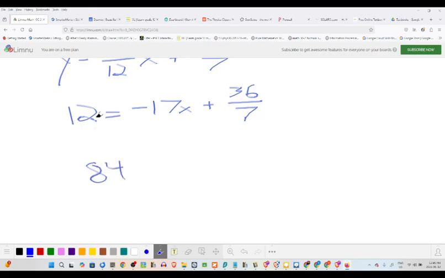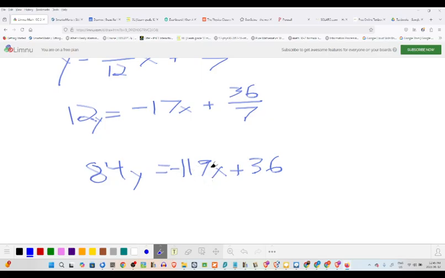Oh, that should have been a y. I missed that last time. 84y. Now, 17 times 7. We have a 49. Carry the 4. So we have a negative 119x plus 36. Now, yes, these are both even. 119 is odd. And in fact, it might even be prime.